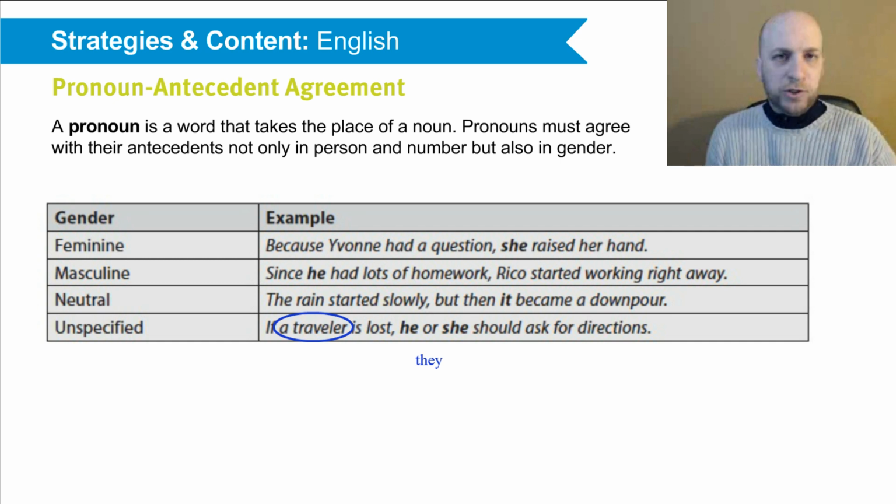But we have to be strict. It was a traveler that's mentioned, so we need to keep it singular. The example above, if I have rain, rain is a singular subject. So it should be an it. It should not be a they.